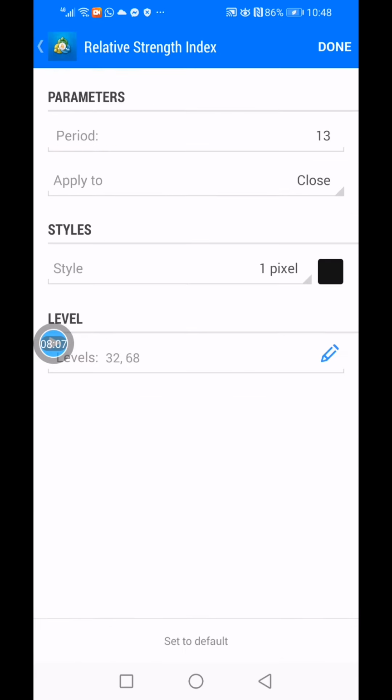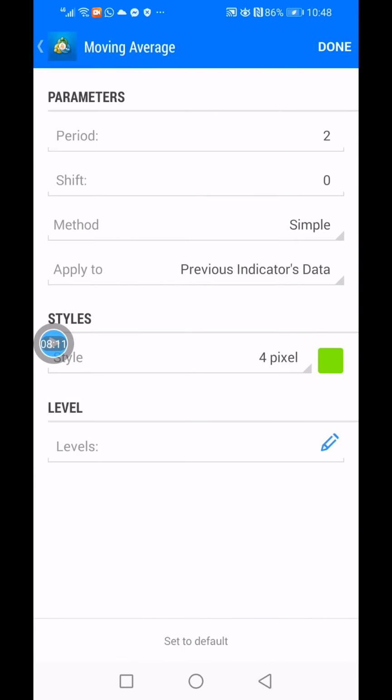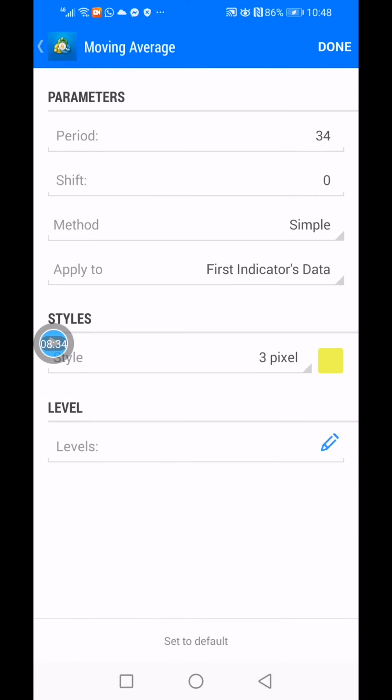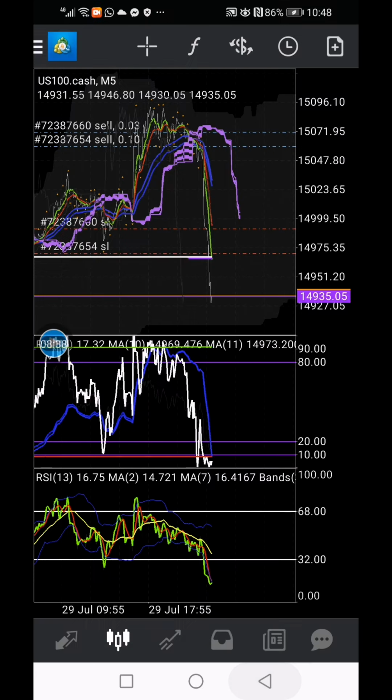I have my RSI 13, with 32 and 68 at the levels. I have my moving average 2, simple, previous indicator data, green. I have my simple moving average 7, previous indicator data, red. I have my Bollinger Band 34, deviation is 1.619, shift is 0, apply to first indicator data, the color is blue, 1 pixel. And I have the last moving average 34, simple moving average, first indicator data, yellow. So that's that about the strategy.